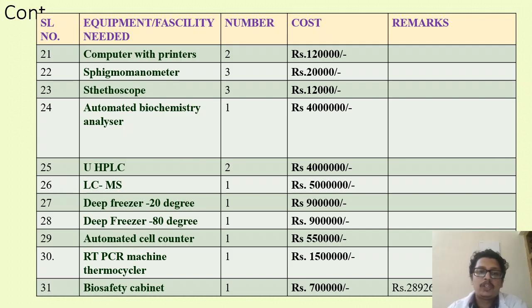40 lakh rupees, and UHPLC machine approximately 40 lakh rupees, and LCMS machine approximately 50 lakhs, starting from 50 lakhs. It can reach up to 1 crore or 1.5 crore rupees. And deep freezer minus 20 degrees approximately 9 lakh rupees, and minus 80 degrees also 9 lakhs rupees. Automated cell counter approximately 55 lakh rupees, and another machine 15 lakh rupees, and biosafety cabinet about 7 lakh rupees, one in number.